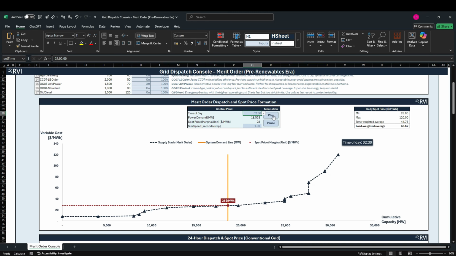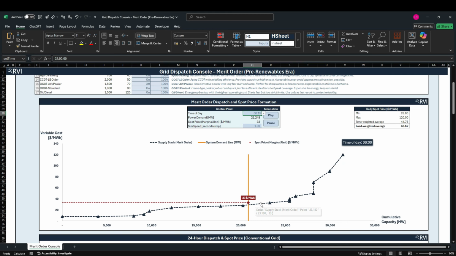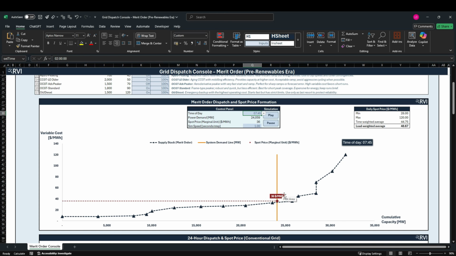It's 2 in the morning and the grid is quiet. Baseload units like nuclear and efficient coal supply most of the energy. The orange demand line crosses early in the stack, so the marginal unit is cheap and the spot price is low. As the city wakes up, demand drifts right. We start to pull in mid-merit units, typically combined cycle gas or flexible coal. Notice how the price rises, not because baseload got expensive, but because the marginal unit changed.